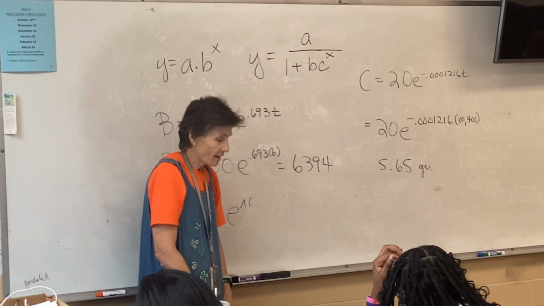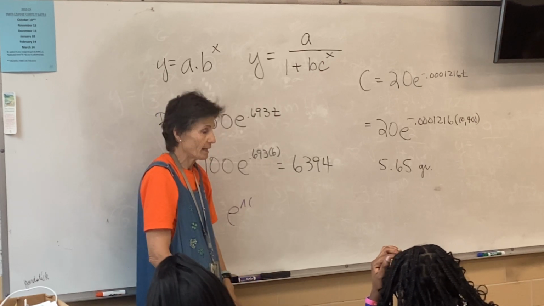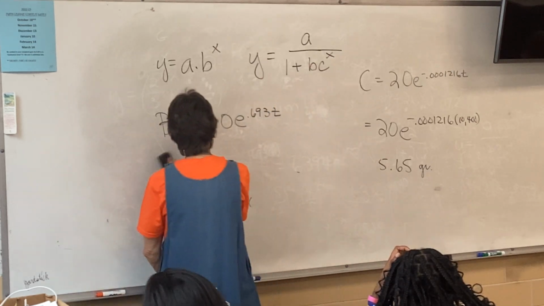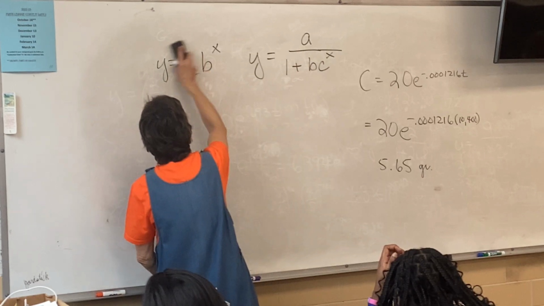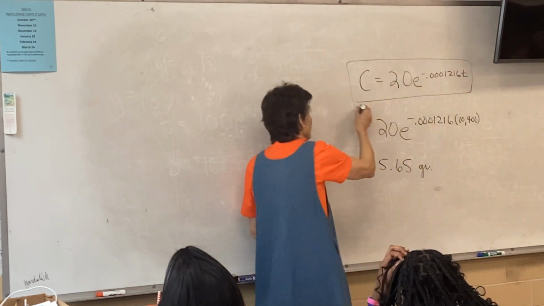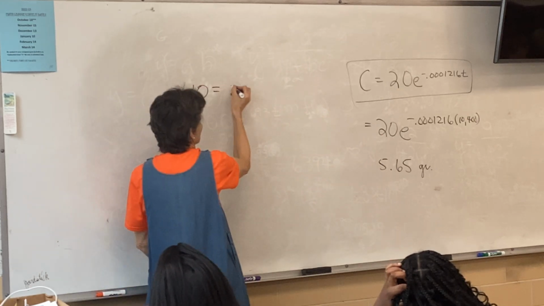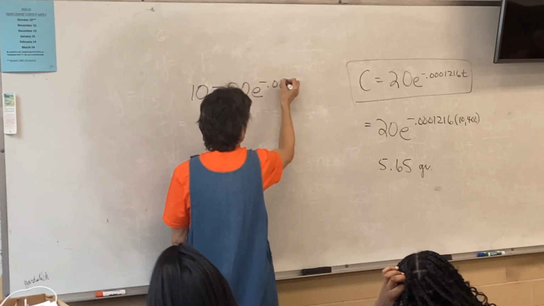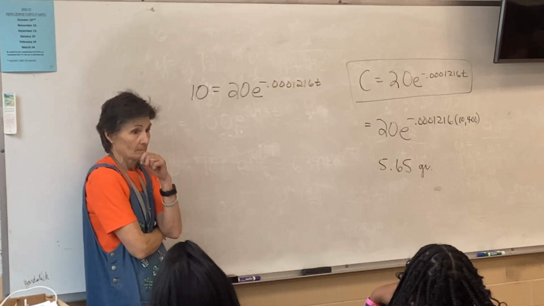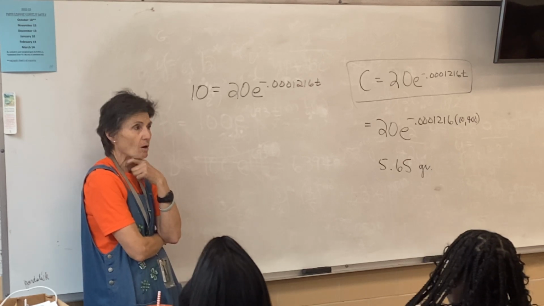When will the amount left be 10 grams? Okay, this is the last problem we're doing today, but it's a biggie. When will the amount left be 10 grams? Tell me how we're going to proceed. This is our equation. What are we going to do? Jake? Set it equal to 10. So 10 goes in for C. Would you agree? How in the world do we solve that?